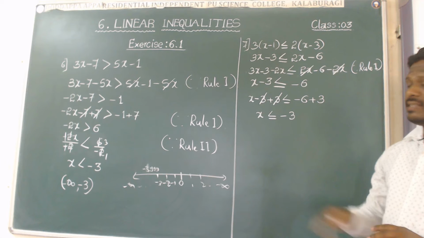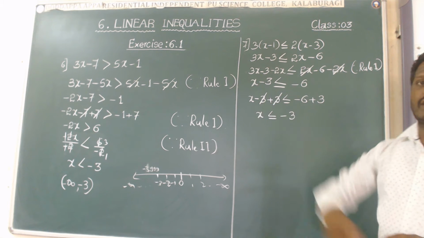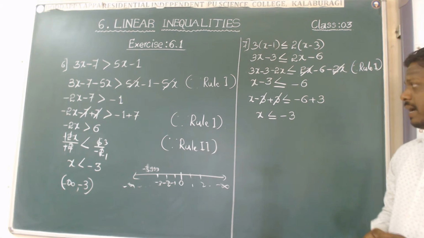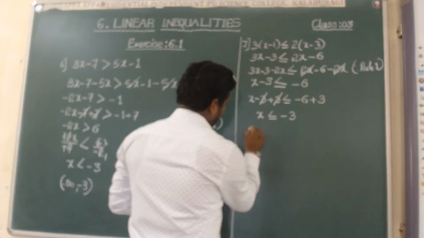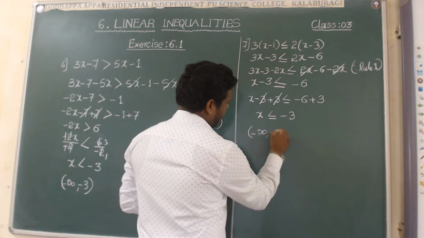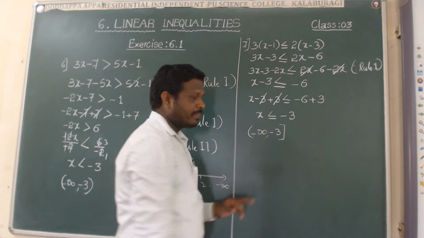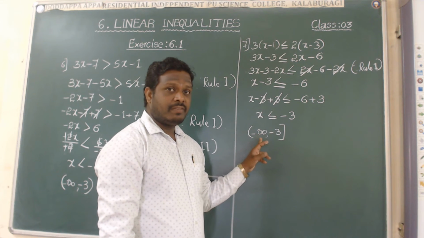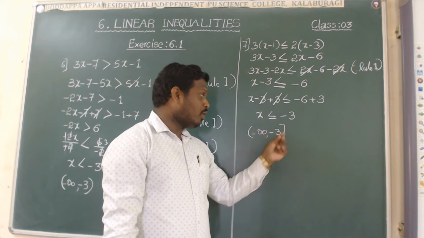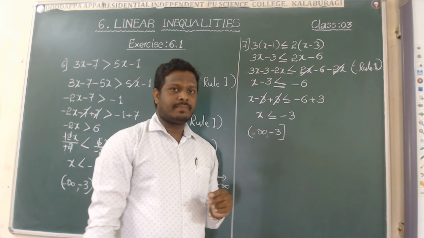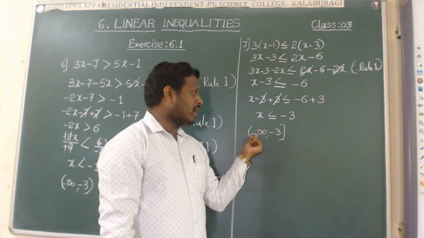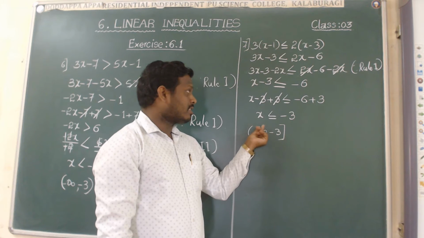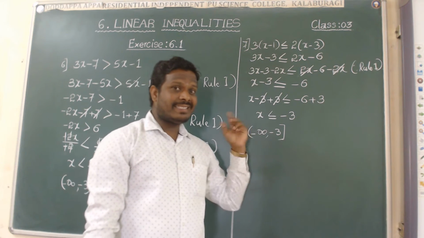Less than or equal to minus 3 means the x values will include minus 3 also, because it is less than or equal to, no? That's why minus infinity comma minus 3 with a closed interval. This symbol is an open interval, it will exclude the minus infinity value, and this is called the closed interval. It will include the minus 3 value in x. Getting my point? This is the way of writing the solutions of x when x is a real number.